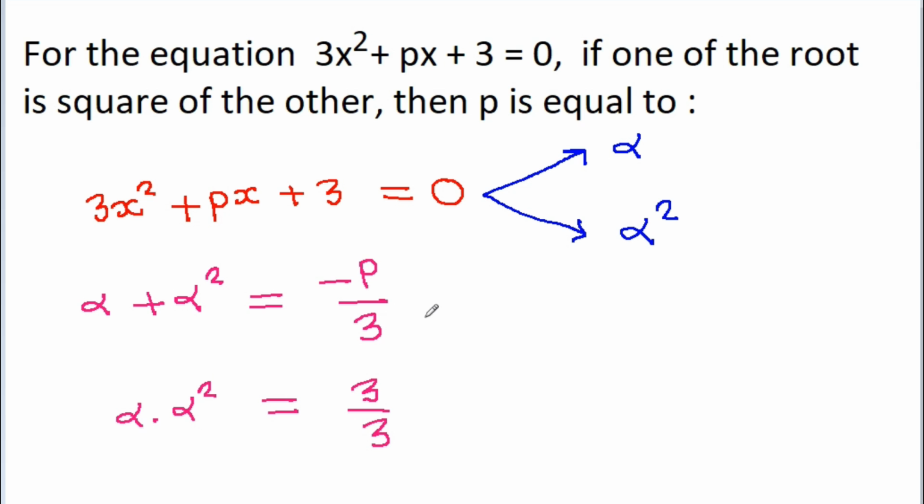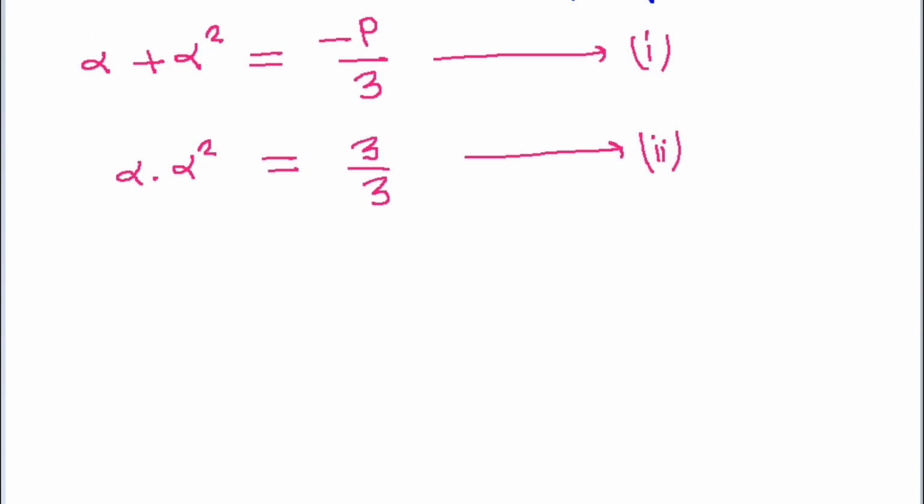Now we have two equations. This is equation 1 and this is equation 2. Using these two equations, we have to find the value of p. So here, from the second equation, we can say that alpha cube is equal to 1. And now we can write this as alpha cube minus 1 is equal to 0, and 1 can be written as 1 cube also.